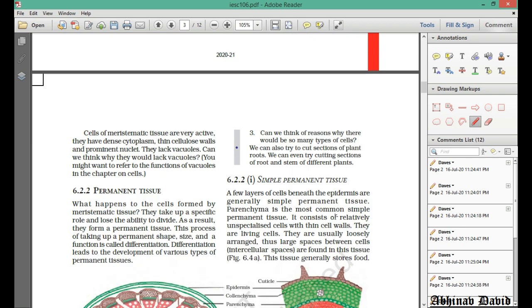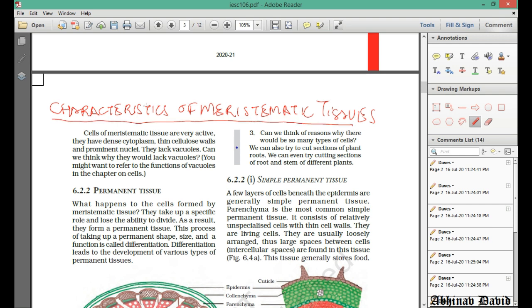Now if you see here on the next page of your NCERT, you can write here the heading: characteristics of meristematic tissues. If the question is asked what are the characteristics of the meristematic tissues, there are 4 or 5 points which are given here.